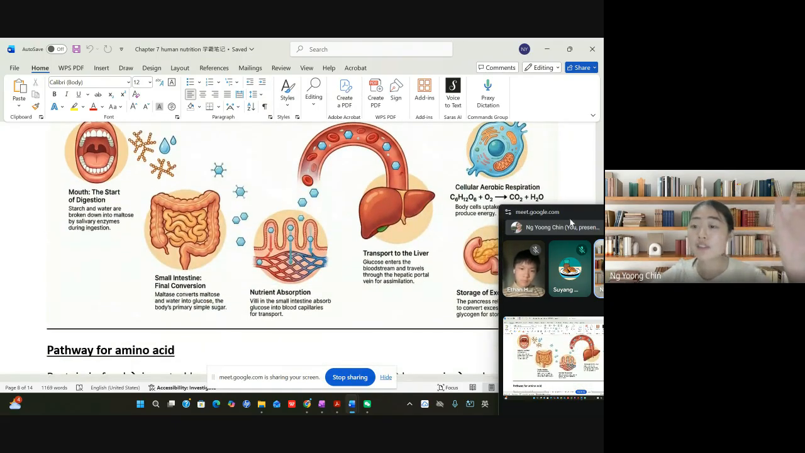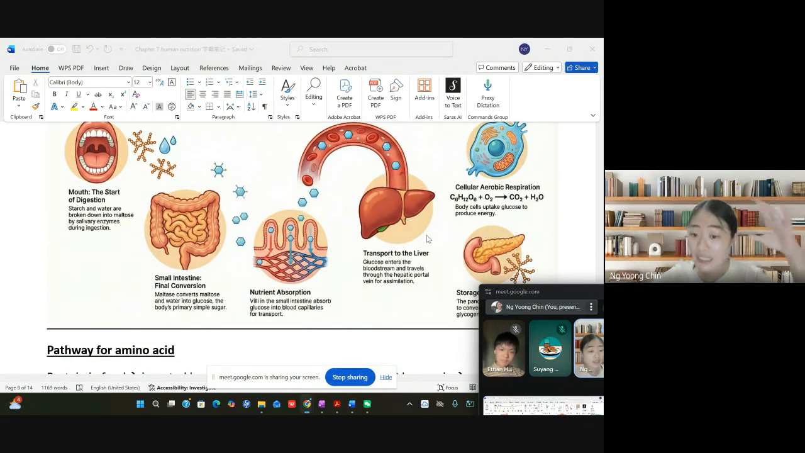So this is assimilation, in the liver. The liver will just help to transport the glucose to the body cells. Any kind of body cell, no matter if it's a liver cell, muscle cell, bone cell, any kind of cell. So they just do cellular aerobic respiration.